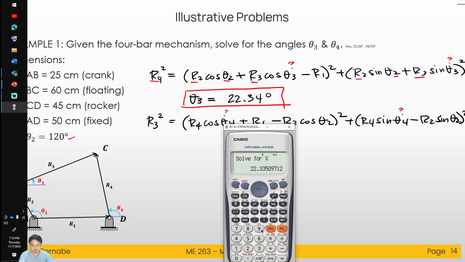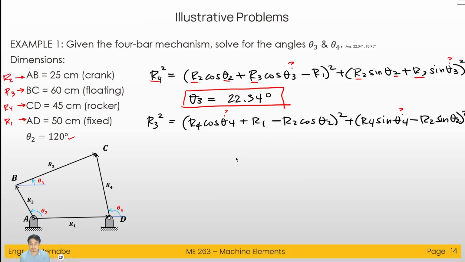So shift solve. It is around 100. So let me just write here about 100. We have 98.95. So theta 4 is equal to 98.95 degrees. Okay, so that's it for this first example.